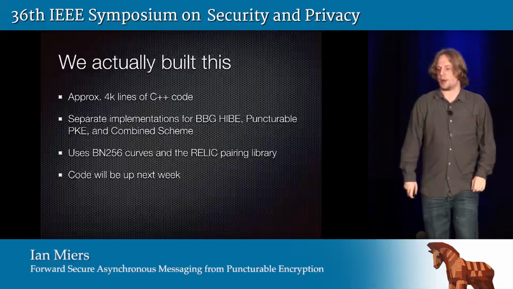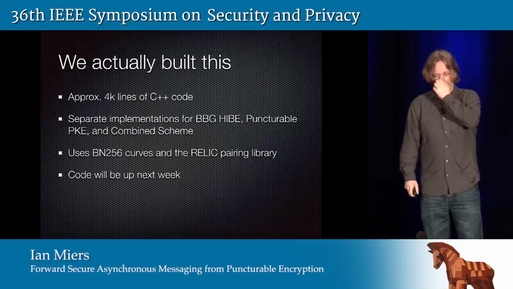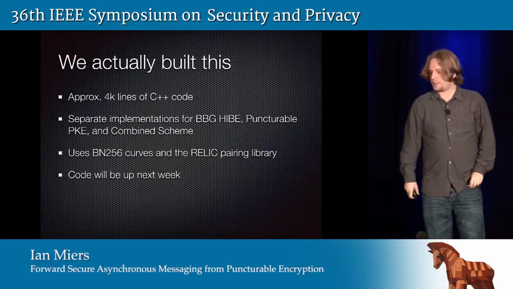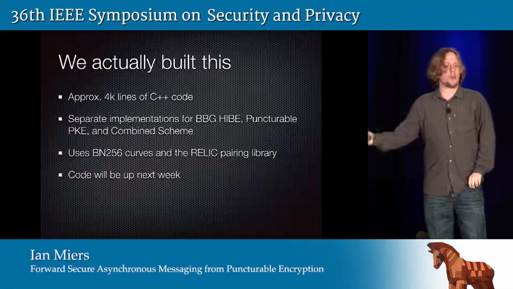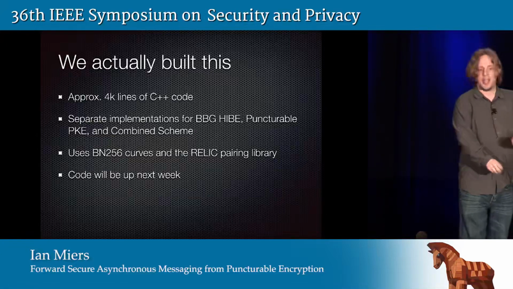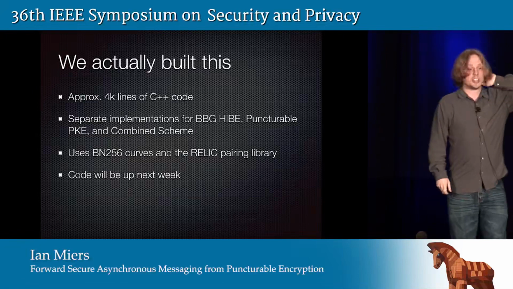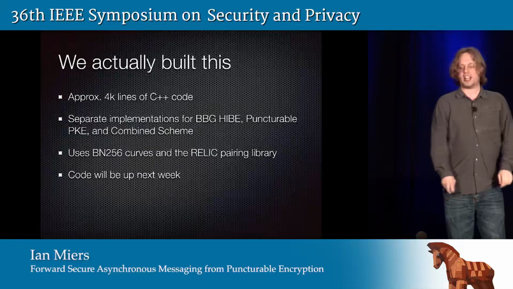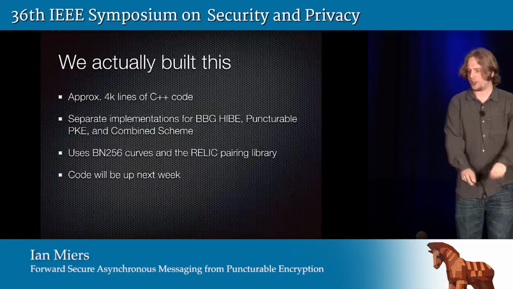So this is nice, and this isn't actually just a theoretical thing. We actually built this. It's about 4K lines of C++. It has separate implementations for the BBG HIBE scheme, the puncturable PKA scheme, and the combined one. So you can use these individually if they're of interest to you, or you can use the combined one. It uses BN256 curves in the relic pairing library, which, as far as I know, is sort of the fastest thing you can use that's easily available.